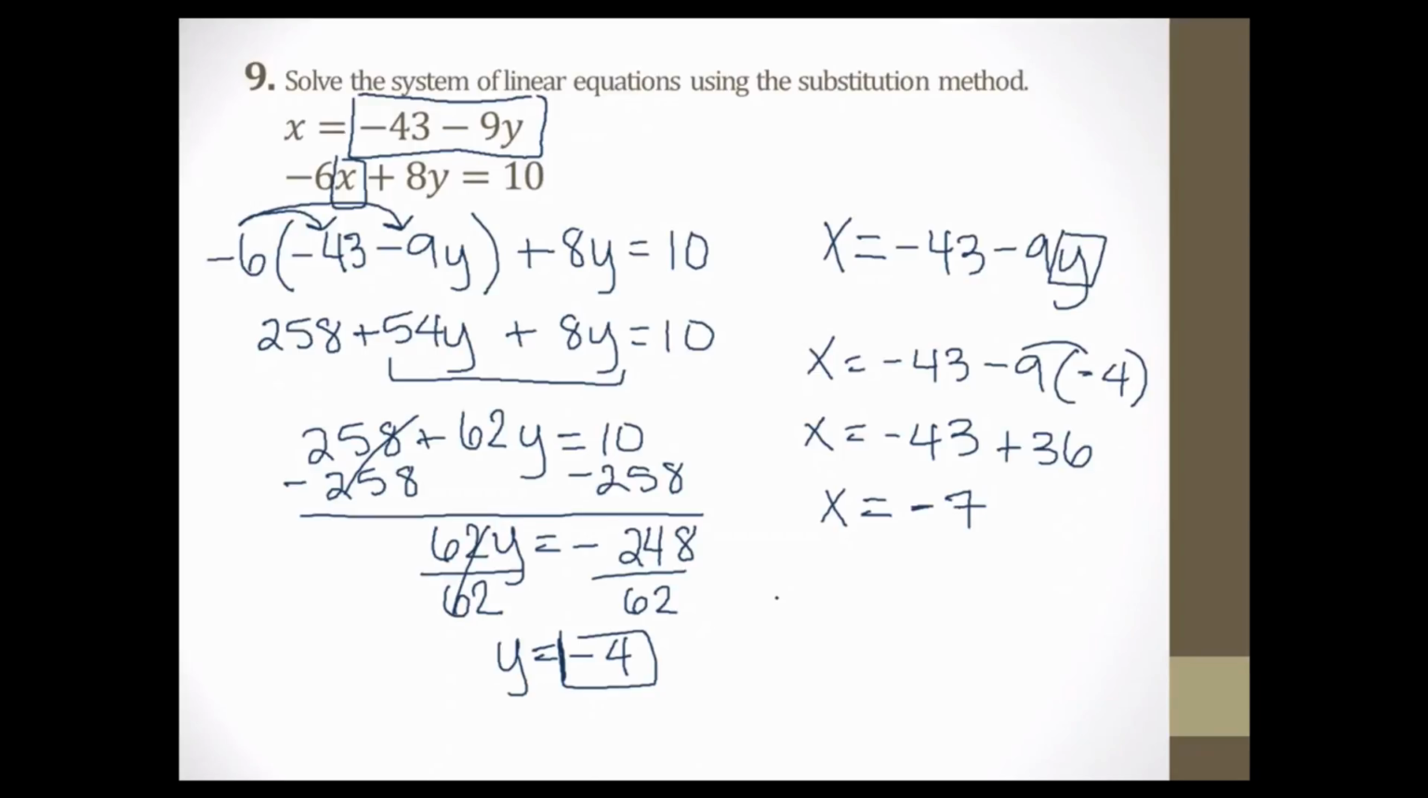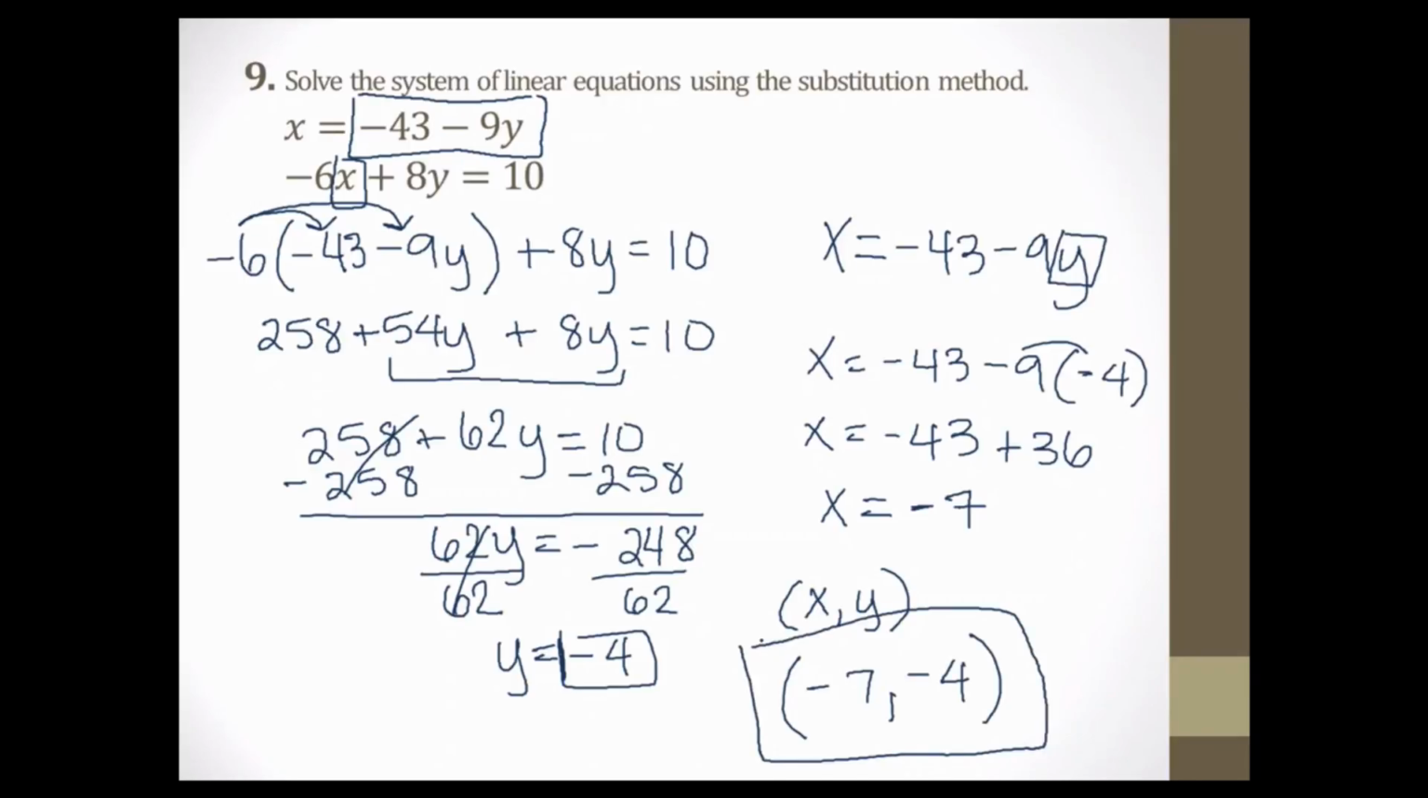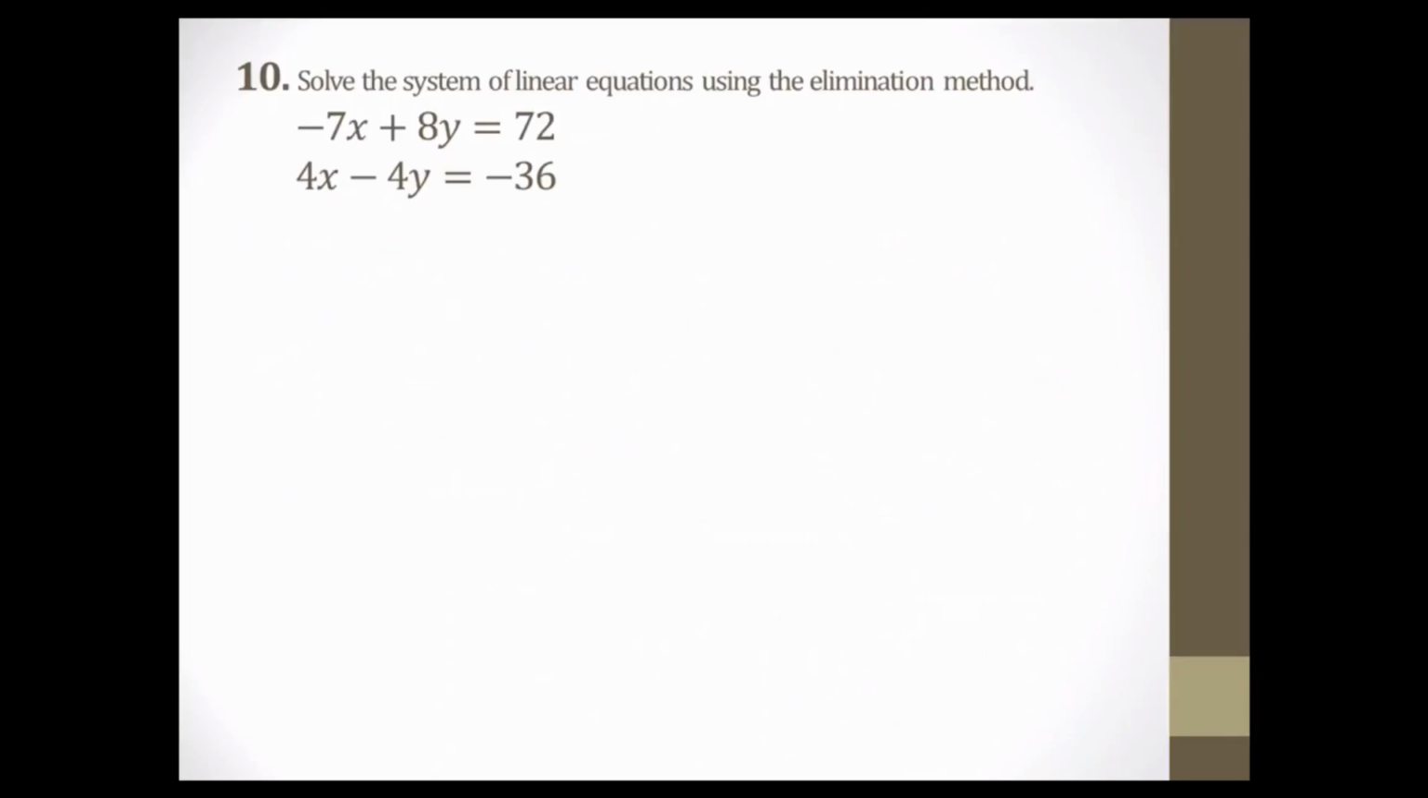To write my answer as an ordered pair, remember it's x comma y, so my solution will be (-7, -4). This would be my final answer. Alright, so the next question is asking about the elimination method. Solve the system of linear equations using the elimination method.